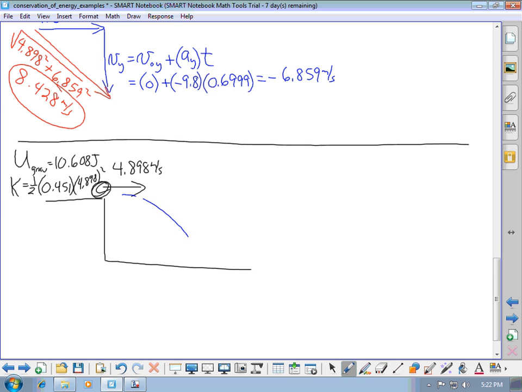And when it reaches down here, it has a certain speed v. It's at a height of 0. So the final gravitational potential energy is going to be 0. And the final kinetic energy is 1/2 times 0.451 times the speed that we're looking for squared.